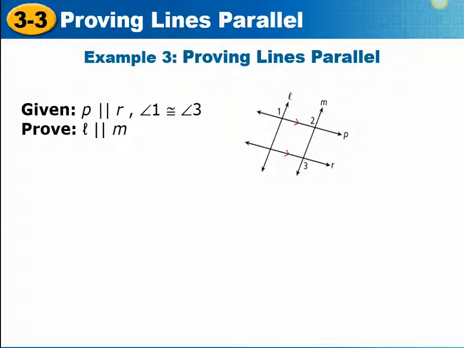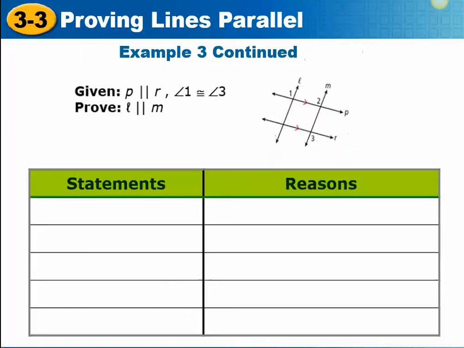Okay, now we're going to do a proof. We are given that P is parallel to R. See, they're marked with the little red arrows. Those two lines are parallel. We don't know if the other two are. We are also given that angle 1 is congruent to angle 3. We're going to see if we have enough information to prove that line L is parallel to line M.